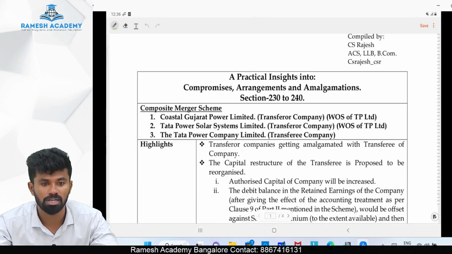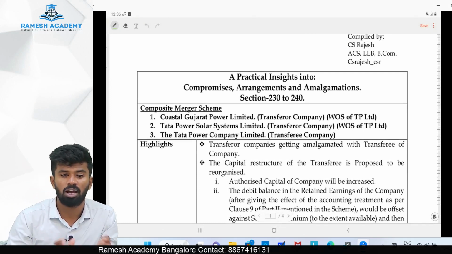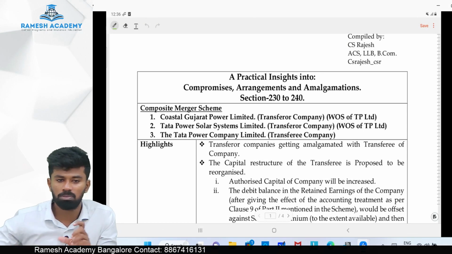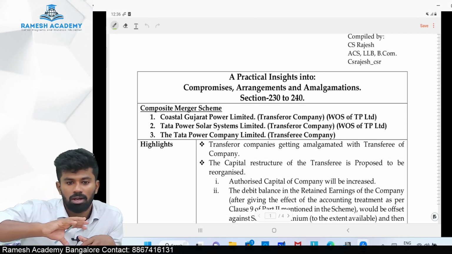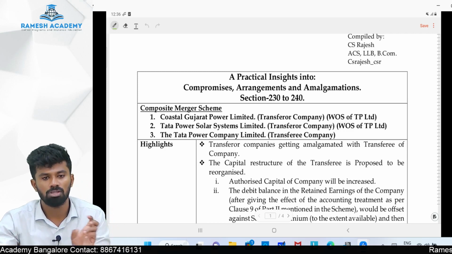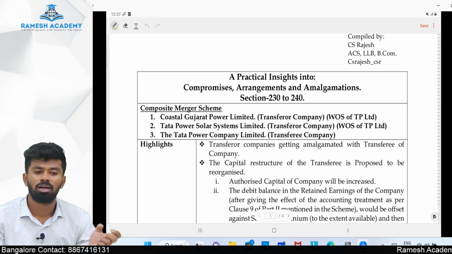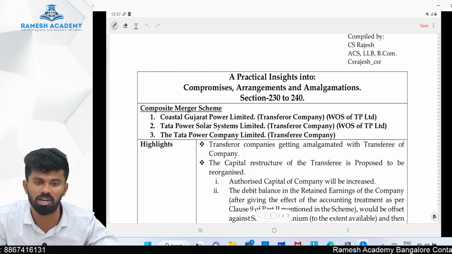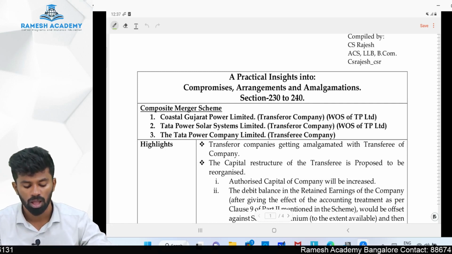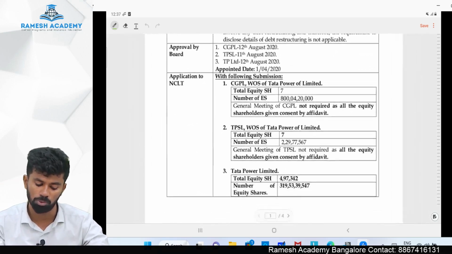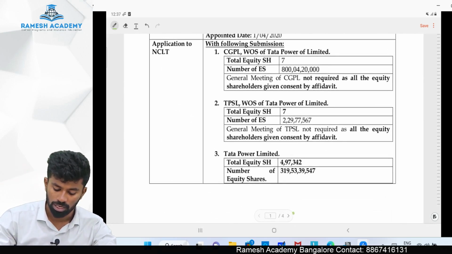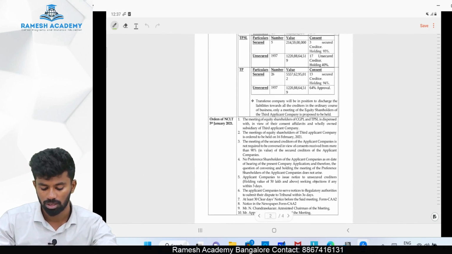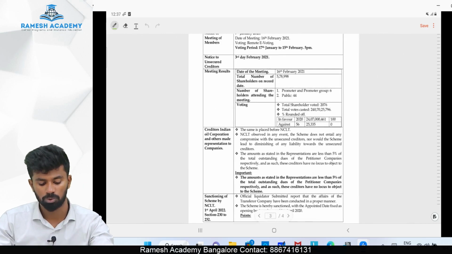For companies, compromise, arrangements and amalgamation are under sections 230 to 240. So Tata Power Limited had a merger, and in that merger itself there was certain rearrangement of capital. Because there were arrangements to be made in the capital structure, that requires approval of whom? Approval of the board, then application to NCLT. Then NCLT will call the meeting of whom? Creditors as well as the members. Then the chairman will report.